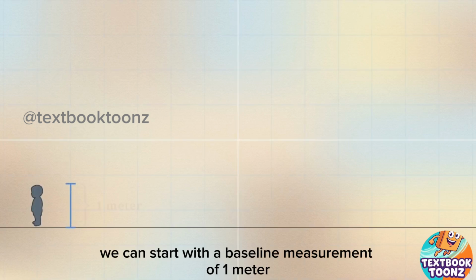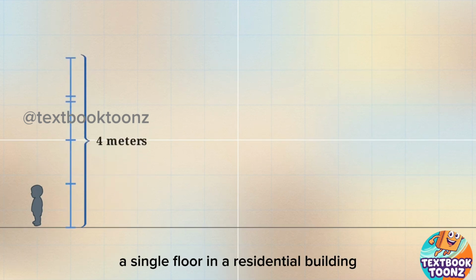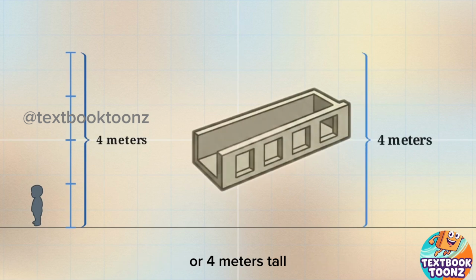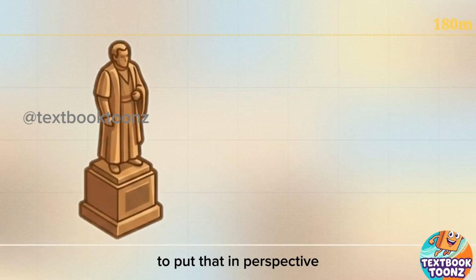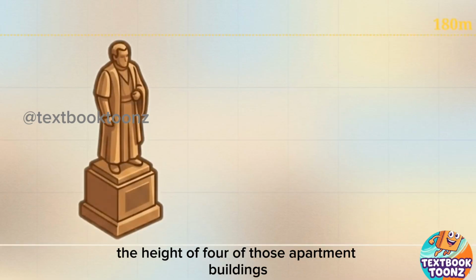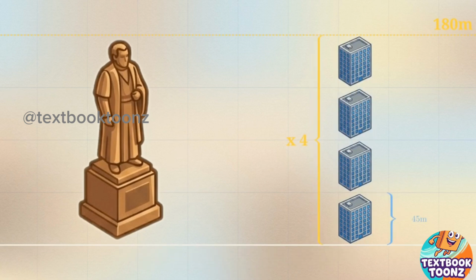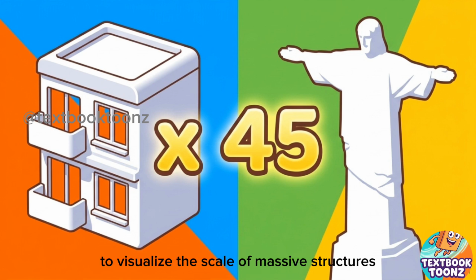We can start with a baseline measurement of 1 meter, roughly the height of a young student. A single floor in a residential building is about 4 times that height, or 4 meters tall. Now consider the Statue of Unity in Gujarat. It stands 180 meters tall. To put that in perspective, this statue is roughly the height of 4 of those apartment buildings stacked on top of one another. Comparing these heights helps us use simple multipliers to visualize the scale of massive structures.